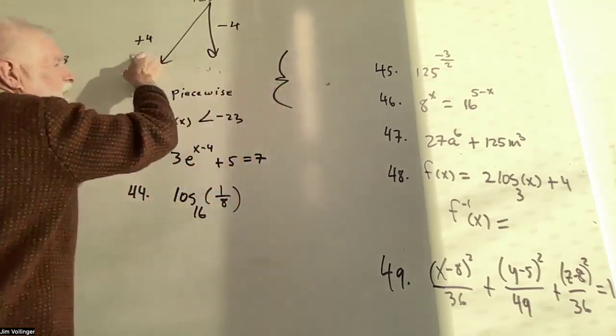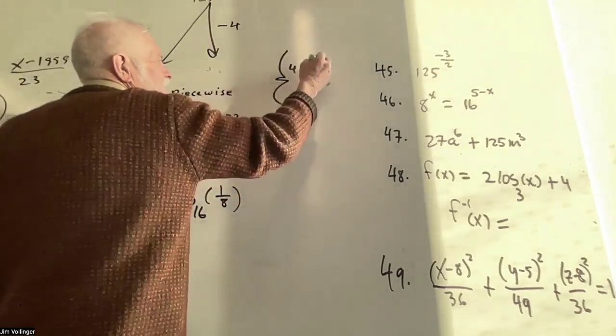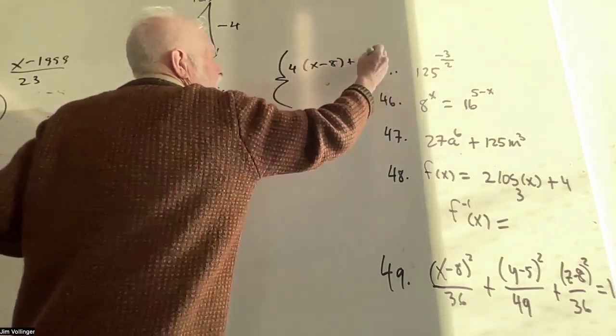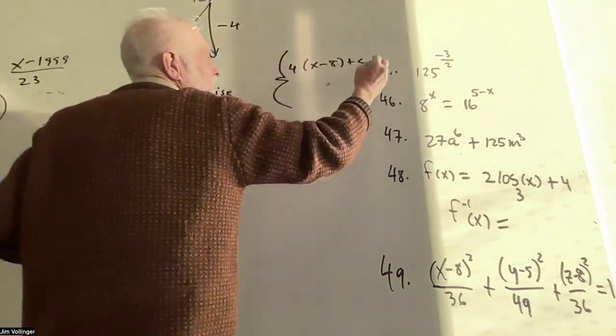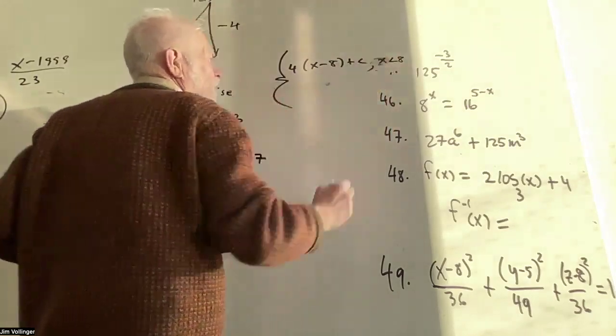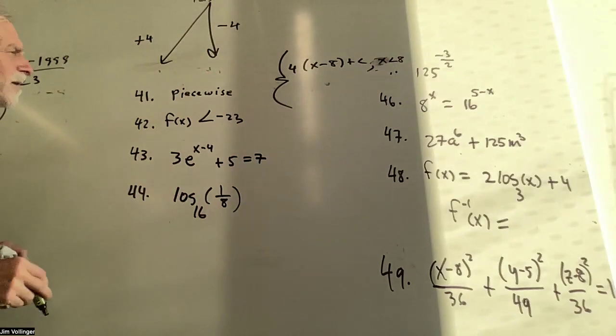I'm not doing this again. I don't have time. It's 4 times x minus 8 plus whatever the constant was. And that happens when I'm less than 8. For x values less than 8. Yasser, help me out here and give me the corrections later, huh?